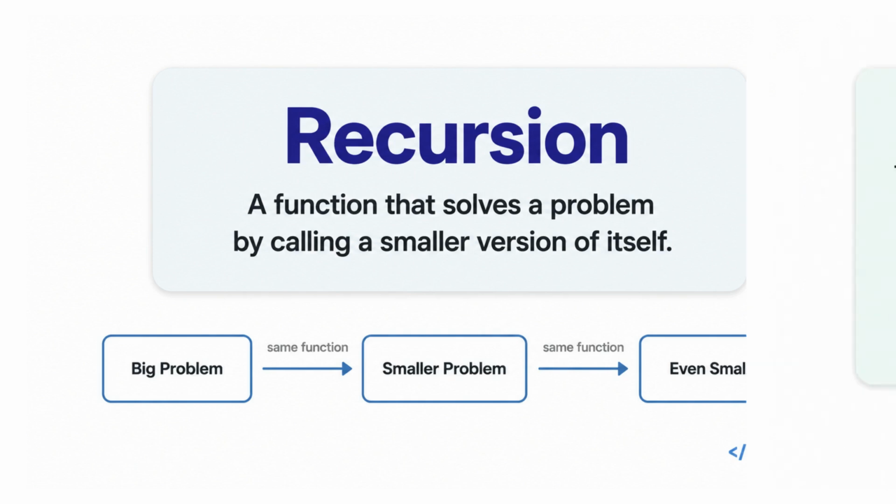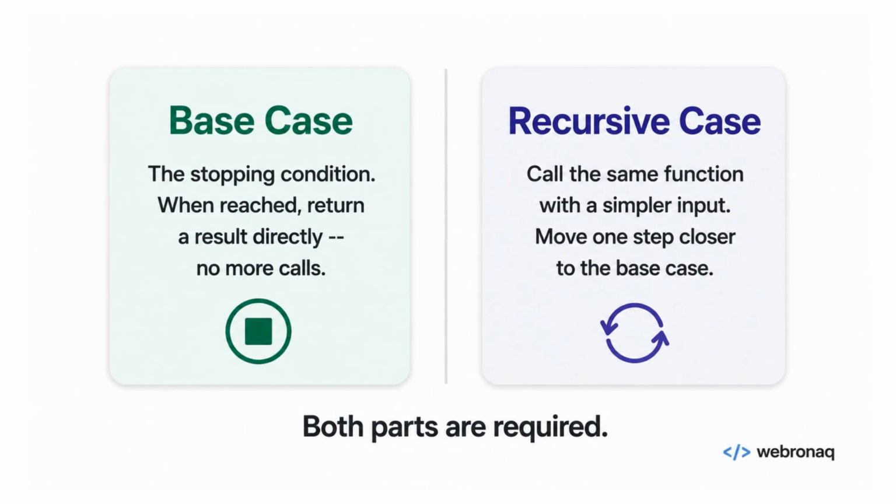Let me show you what those are. Every recursive function is built from exactly two parts, and you cannot skip either one. The first is the base case. This is the stopping condition, the simplest version of the problem that you can answer directly without making another call. The second is the recursive case. This is where the function calls itself, but always with a simpler input, moving one step closer to the base case. The base case stops the recursion. The recursive case drives it forward.